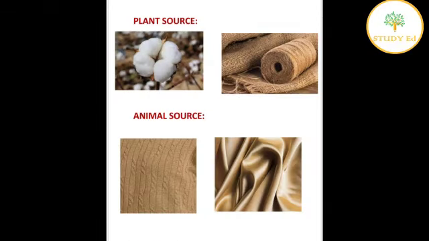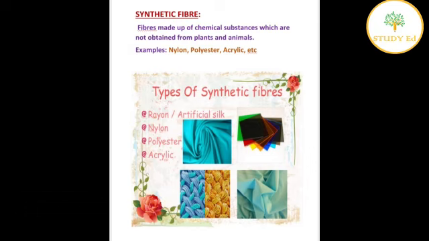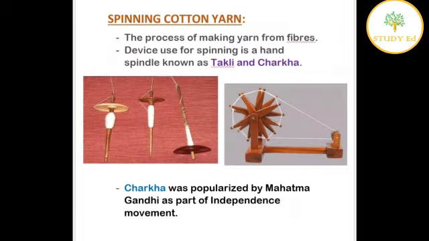So these were the examples of plant source and animal source. Except these sources, we also have one more kind of fiber which is known as synthetic fiber. Let us see the definition. Synthetic fibers are the fibers which are made up of chemical substances, which are not obtained from plants and animals, and the examples are nylon, polyethylene, acrylic, etc. To make fabrics out of these fibers, we have to first convert these fibers into yarn. So let us see how it is done.